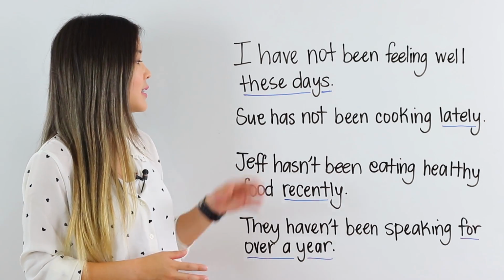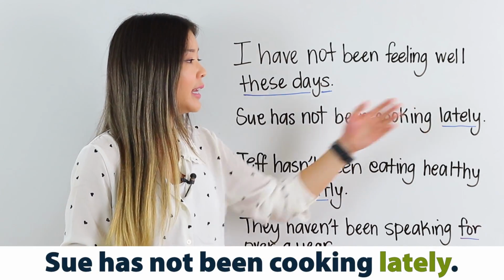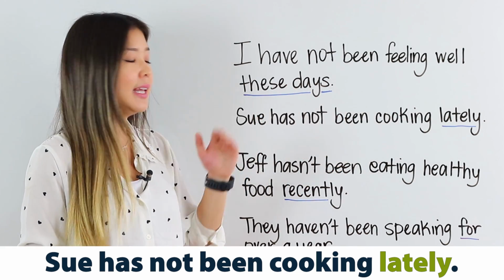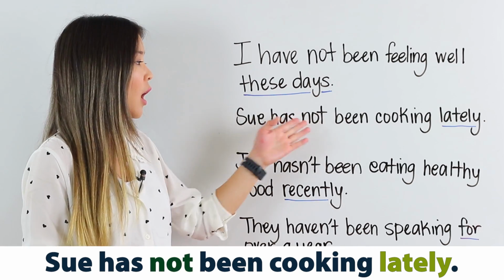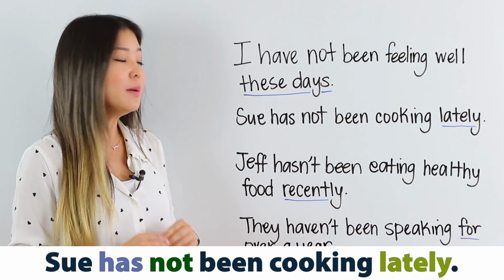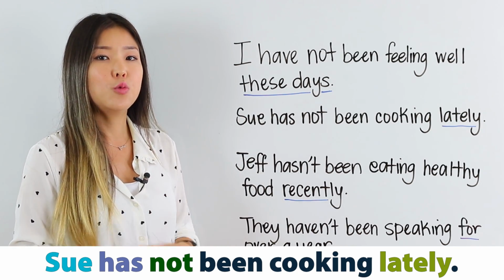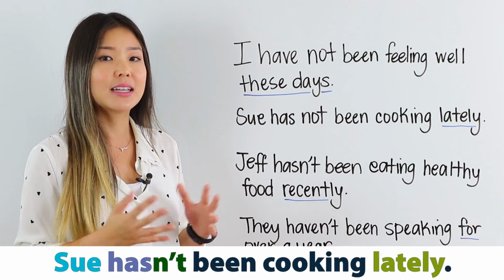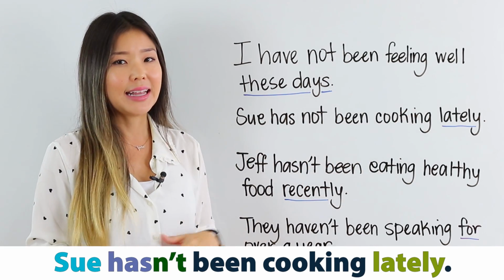The next sentence says, Sue has not been cooking lately. We have lately at the end of this sentence. We can also put lately at the beginning of this sentence. The important part of this sentence is to put not after has. Why did we use has? Because the subject is Sue, which is a she. For he, she, it, we use has. Again, we can use a contraction hasn't for has not. Sue hasn't been cooking lately.